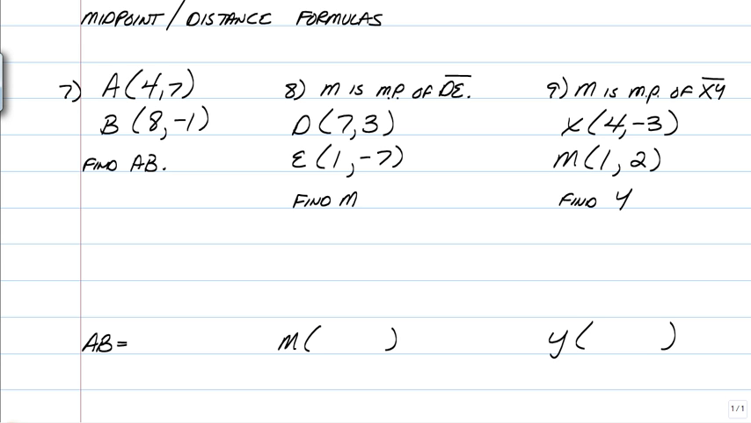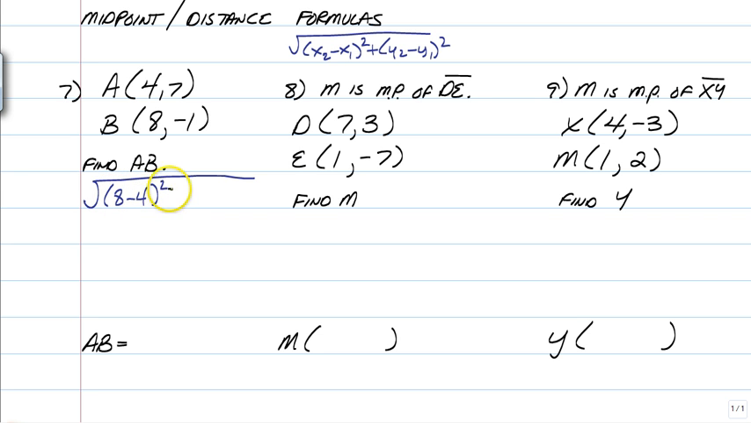So the distance formula, you have to remember, is the square root of x2 minus x1 squared plus y2 minus y1 squared. And of course, it does not matter which you pick as point 1 or point 2. So to do number 7, all you need to do is the square root of 8 minus 4 squared plus negative 1 minus 7 squared. 8 minus 4 is 4 squared plus negative 1 minus 7 is a negative 8 squared.